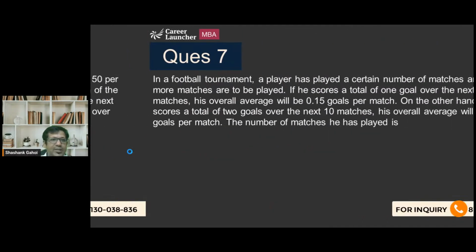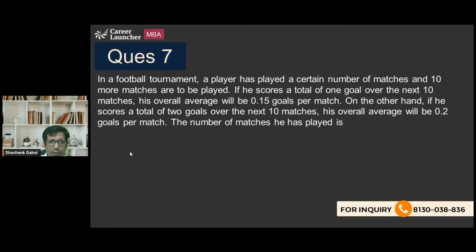Now let's move on to the next one. What does it say? In a football tournament, a player played a certain number of matches, and 10 more matches are to be played. If he scores a total of one goal in the next 10 matches, his overall average will be 0.15. Okay. So he has already played n matches. What is the total number of goals he has scored? I don't know. In the next 10 matches, if he scores one goal, his total average for n plus 10 matches is going to be 0.15.